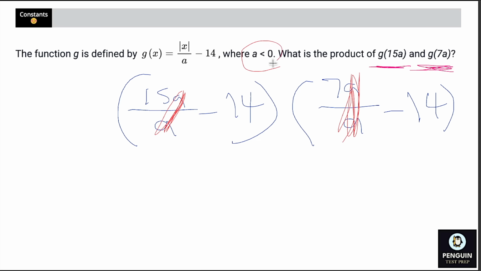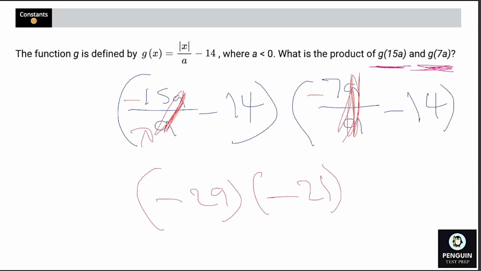Except it's telling us a is less than 0. So rather than this turning into 15, it's going to become negative 15. Because even though the absolute value would be 15, because the denominator is negative, it ends up flipping it. And then instead of being just 7, this would be negative 7. So basically we have negative 29 times negative 21.